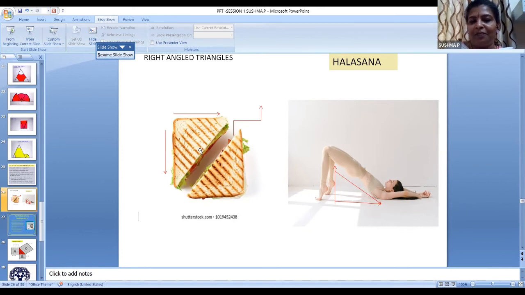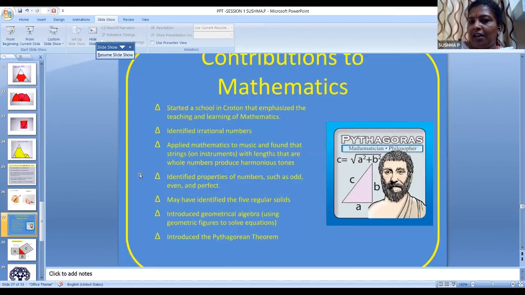Now, next, let's go deeper into the right angle triangles. Pythagoras was the mathematician who found the relationship between the sides of the right angle triangle. He identified that in a right angle triangle, the sum of the squares of the two arms of the triangle is equal to the square of the hypotenuse. And there were many other contributions that this mathematician has given to us.